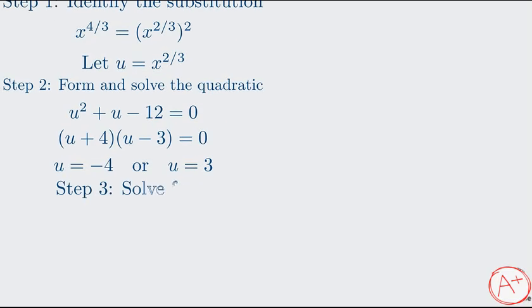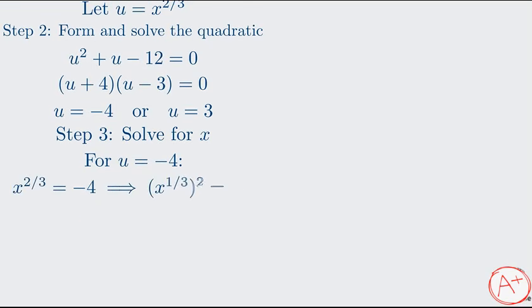Step 3. Solve for x. First, we check u equals -4. x to the power of 2/3 equals -4. Since x to the power of 2/3 is the same as the square of the cube root of x, and a squared real number cannot be negative, there is no real solution here.